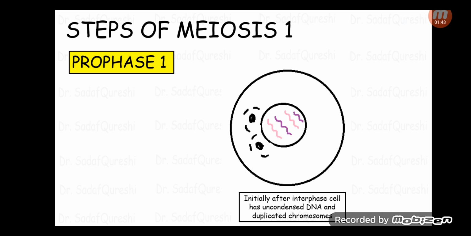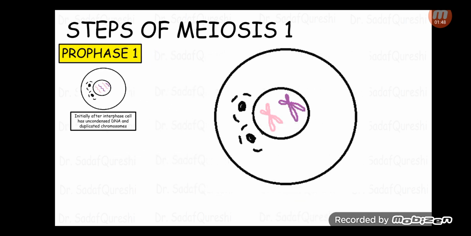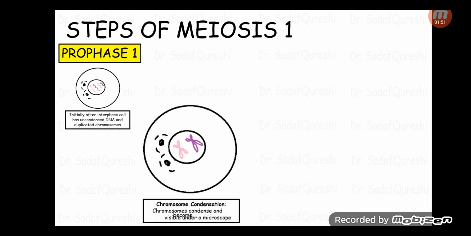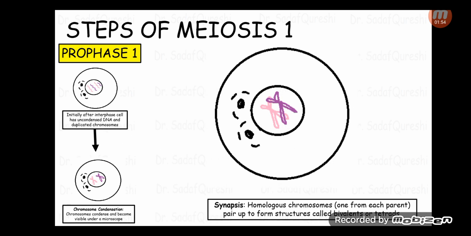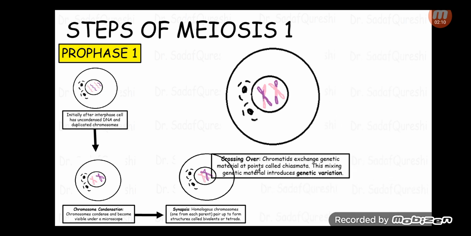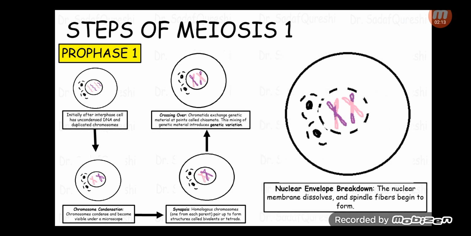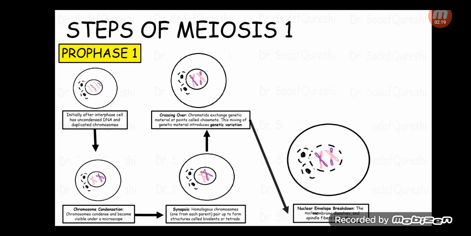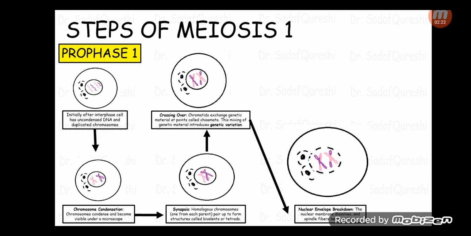Initially, after interphase, the cell has uncondensed DNA and duplicated chromosomes. When prophase 1 starts, chromosome condensation happens and the chromosomes become visible under the microscope. After that, synapsis of homologous chromosomes happens, and then there is crossing over, where chromatids exchange genetic material at a point called chiasmata, and this mixing of genetic material introduces genetic variation in the offspring. Then nuclear envelope breakdown happens. So these are the 5 things that happen in prophase 1 of meiosis 1.